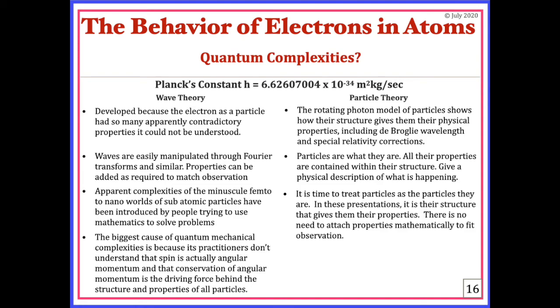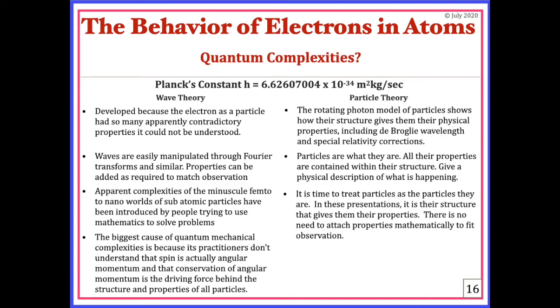After its charge, an electron's angular momentum to mass ratio is its property that has the most influence on its behavior. It is that ratio that makes atoms' binding properties so strong. Electrons have to bind at least in pairs or multiples of pairs to be able to change their direction and move around a nucleus. Quantum mechanics was developed because the electron as a particle had so many apparently contradictory properties that it could not be understood.